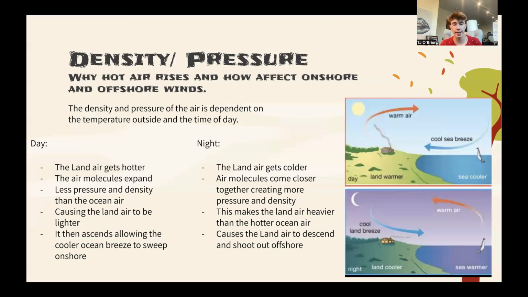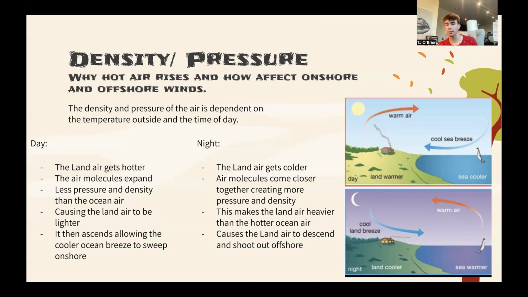And then vice versa, at night, the land air gets colder because again, the change in temperature of the land is much faster than the change in temperature of the sea, which is what we proved earlier in the previous slide. And the air molecules come closer together over the land, creating more pressure and density, causing it to descend.